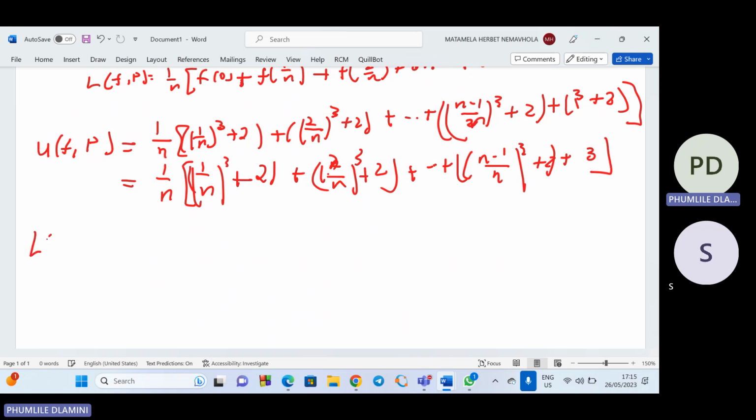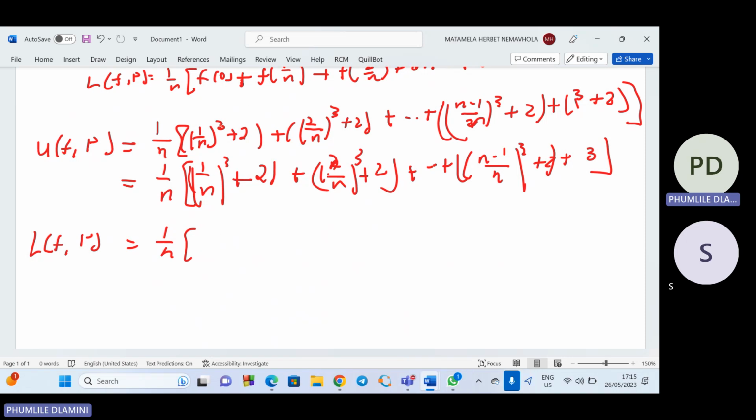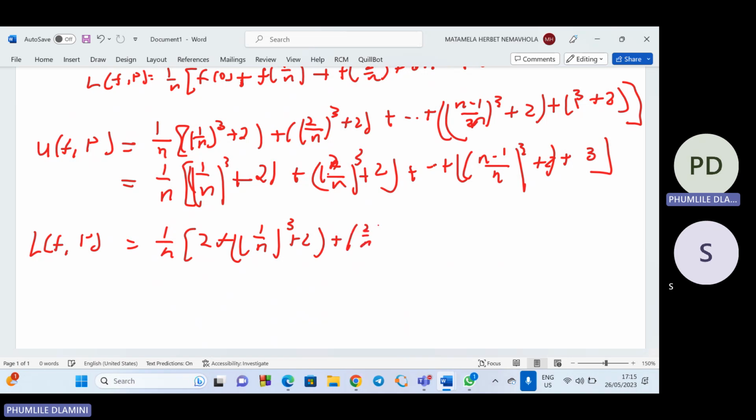So if we write the L of f and P, it is still going to be 1 over n, where our f of 0 is going to be 0 cubed plus 2, which is 2, plus 1 over n cubed plus 2, plus, again, you can say 2 over n cubed plus 2, plus again, up to n minus 1 over n cubed plus 2.